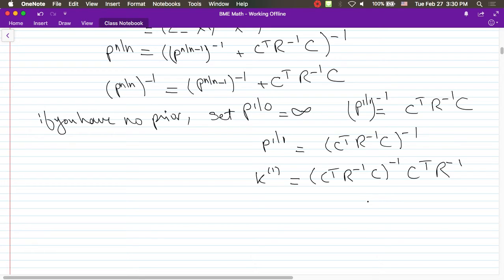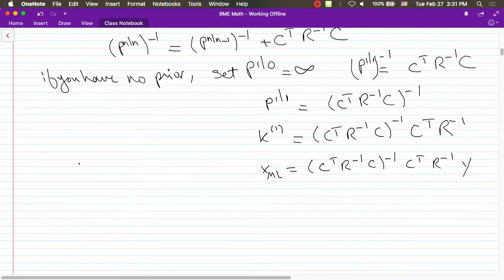And indeed, this is what we used in maximum likelihood. We said that basically my maximum likelihood estimate was equal to, if you look back at your notes, C transpose R minus 1 C inverse C transpose R minus 1 Y, the measurement. So we're multiplying my measurement Y by the Kalman gain to get the maximum likelihood. And that's indeed the case. Let me derive this so we can see how it's done.